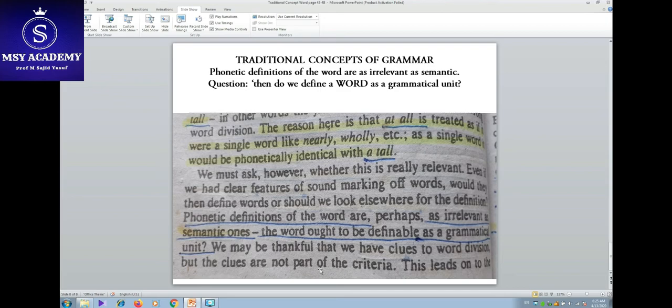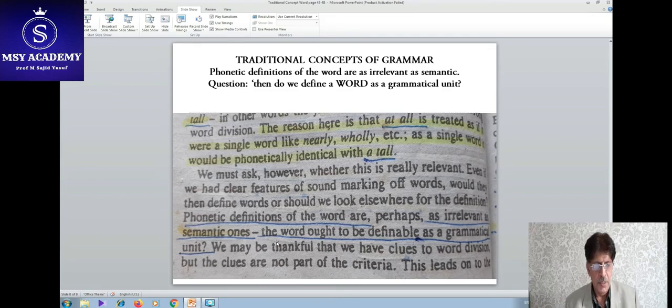It means there is no consistent rule in phonetics and phonological definitions about the word, particularly in spoken language or in speech. After having gone through both the approaches, semantic and phonetic, Frank Palmer concludes with the words and with the question also: We must ask, however, whether this is really relevant, even if we had clear features of sound marking of words. Would they then define words, or should we look ourselves for definitions? I mean, showing uncertainty about any definition. Finally, the statement is: phonetic definitions of the word are perhaps as irrelevant as semantic ones. The word ought to be definable as a grammatical unit.